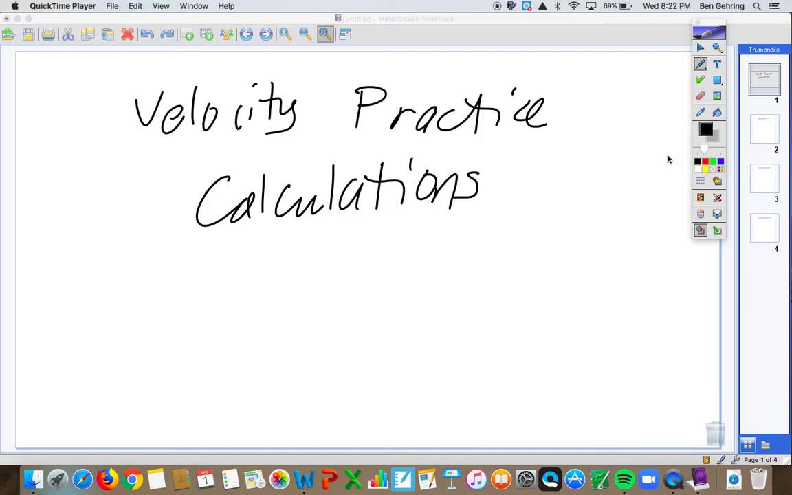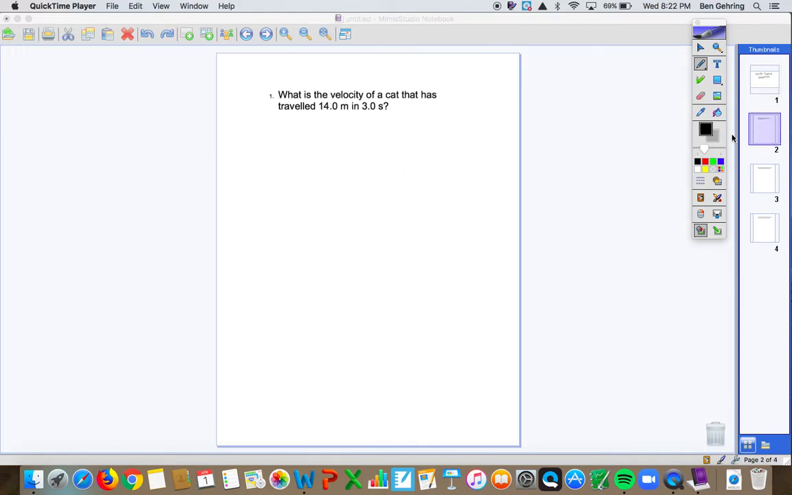Today we're going to look at solving for velocity, distance, and time. So first question, what is the velocity of a cat that has traveled 14 meters in 3.0 seconds? So some things that I know. Underline the numbers. I'm looking for velocity, so V equals, I don't know. I do know it's traveled 14 meters. I know that 14 meters measures distance. So the distance is 14.0 meters. And 3.0 seconds is a unit for time.